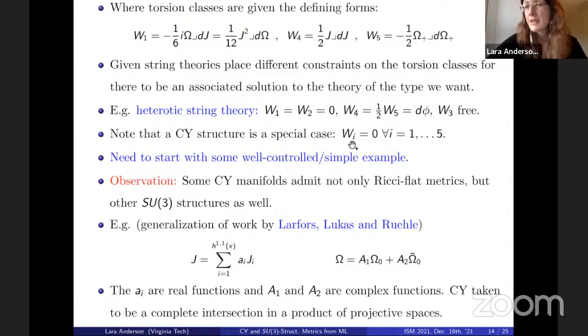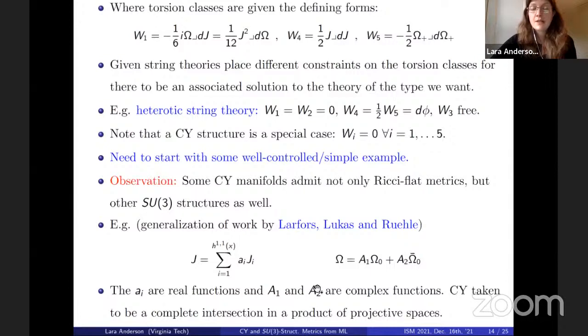Now, because you don't have existence theorems for a metric, you could just go away and write a neural network to try and optimize on a loss function that's based on these same conditions that I just outlined. But you need to know that you actually trust the solution. So as a simple first pass of a manifold to try this out on, we knew that there were some examples in the literature of manifolds that are topologically Calabi-Yau, but admit not only Ricci-flat metrics, but other SU(3) structure solutions as well.